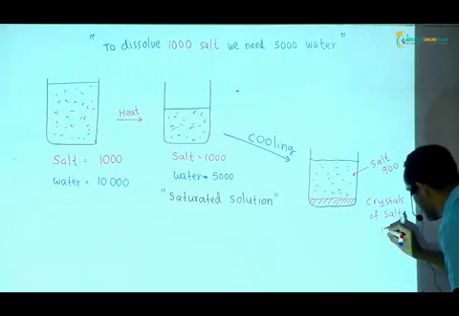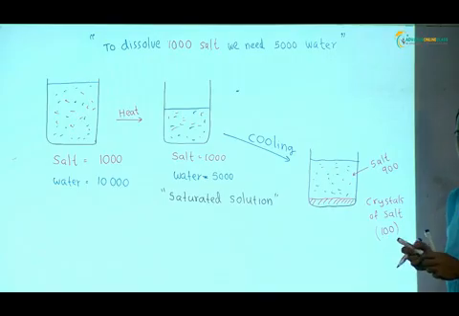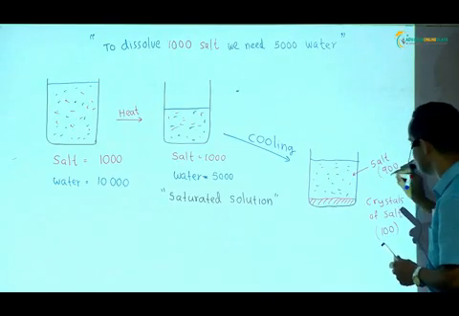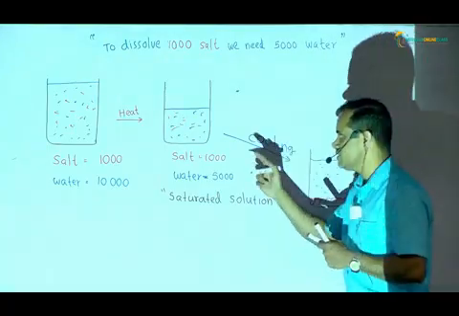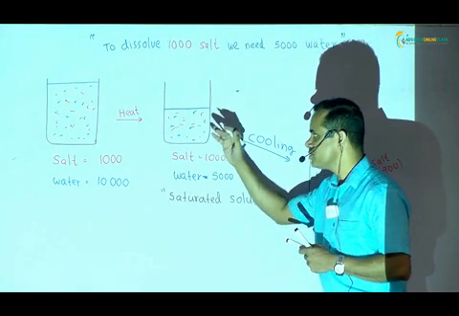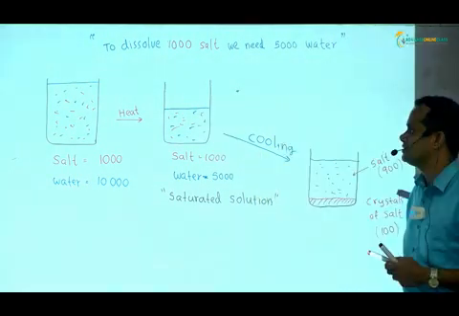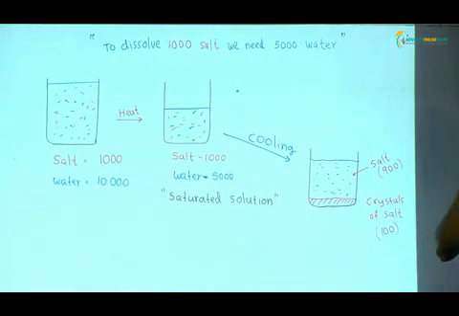Crystals of salt, say 100. When you add 900 and 100, once again 1000, no? Once again 1000. Right. So this way, crystallization can be done. How? We make a hot saturated solution and we cool it. When we cool it, solubility decreases, some amount has to go down in crystal form.